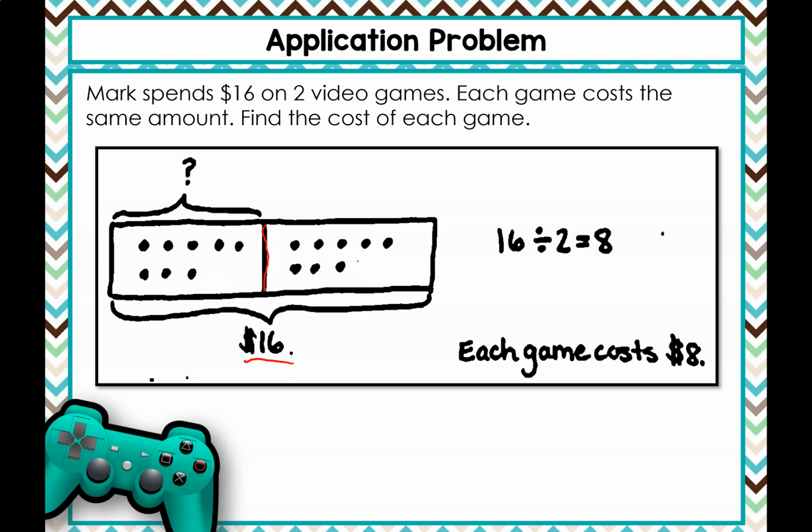So now we have 2 groups. Each game costs the same amount. So this is where we would have done our fair share method, giving 1 circle or 1 dot to each group until we got to our total, which, like we said, is 16. If we do that, we would find that each group gets 8. So we would know 16 divided into 2 groups equals 8. So each game costs $8. This is a review from yesterday's lesson.